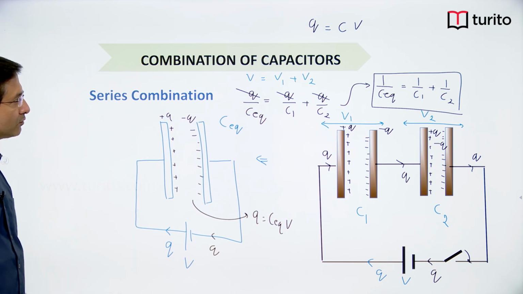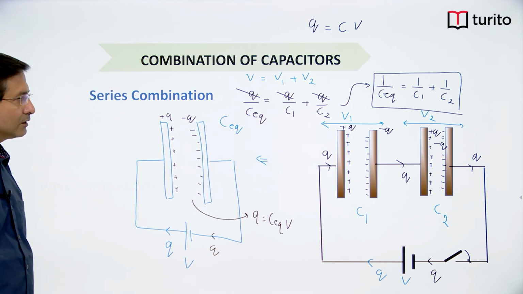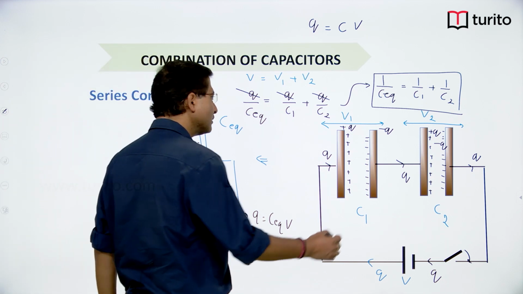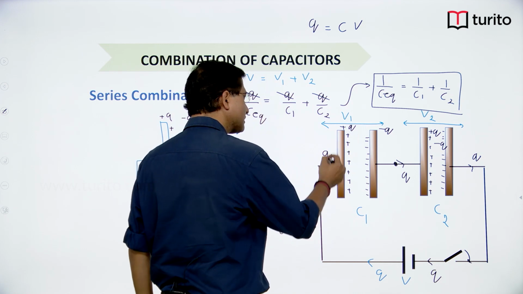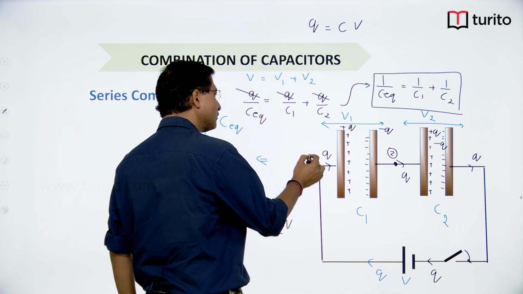Now, let us move to the parallel combination. So, in this case, as you can see, this is the second terminal of the first capacitor and this is the first terminal of the first capacitor, right.